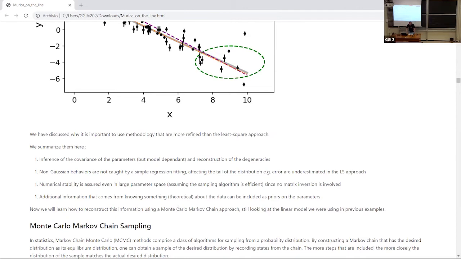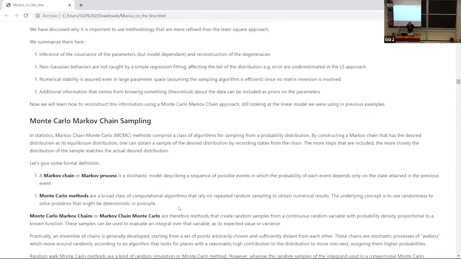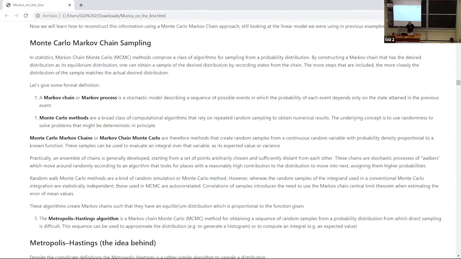So for the time being, and for this lecture, I will only take into account what is called Markov-chain sampling, which is based on a stochastic way of sampling the parameter space. So Monte Carlo Markov-chain methods are a class of algorithms for sampling probability distributions. So exactly what we want to do.